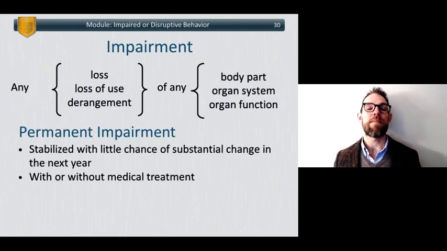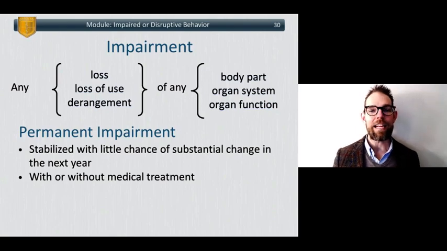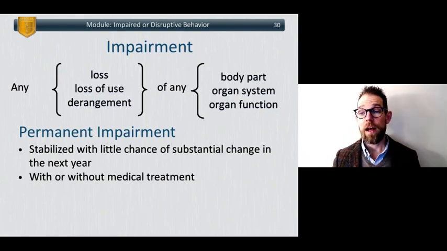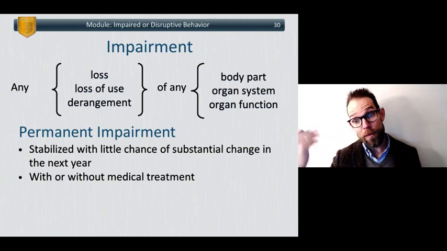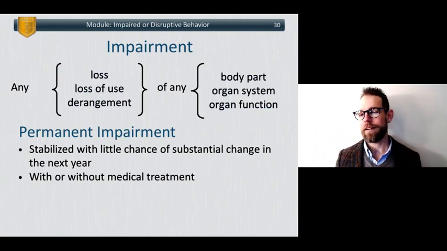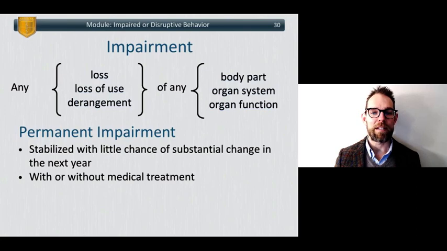So what is impairment? It is considered to be any loss of use, derangement of any body part, organ system, organ function. Permanent impairment is impairment that is not going to have any substantial change in the next year. My eyes are permanently impaired. Maybe I could get LASIK to correct it, but with or without medical treatment, it's not going to get any better.